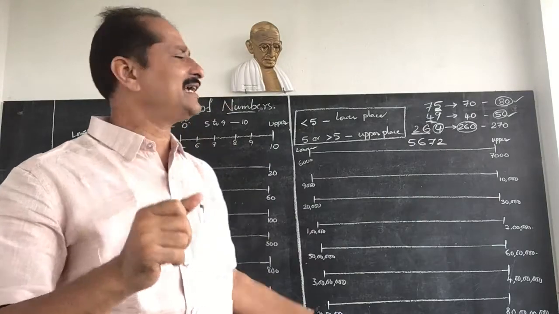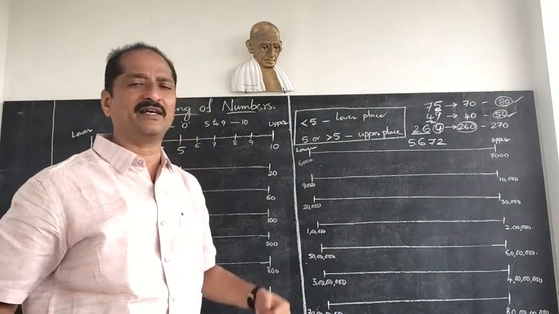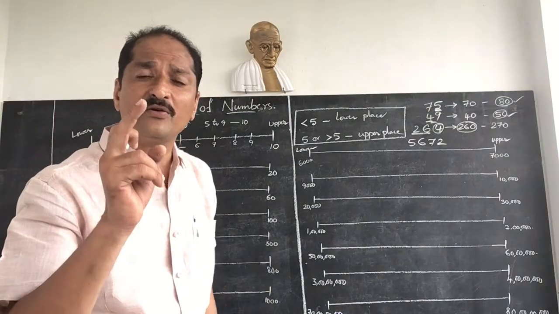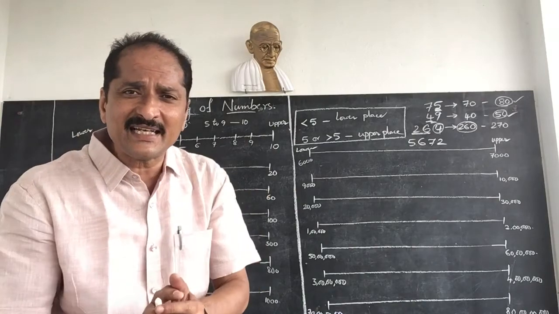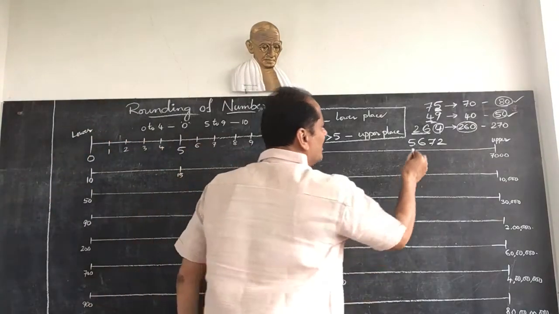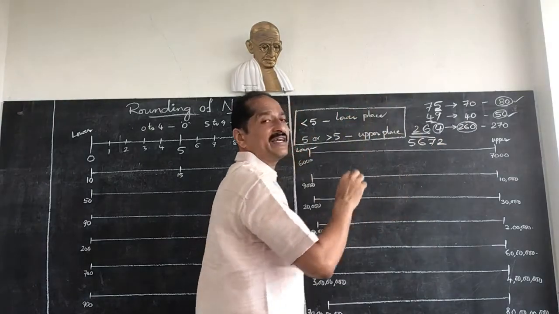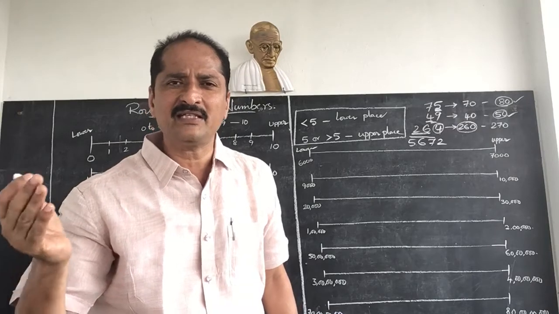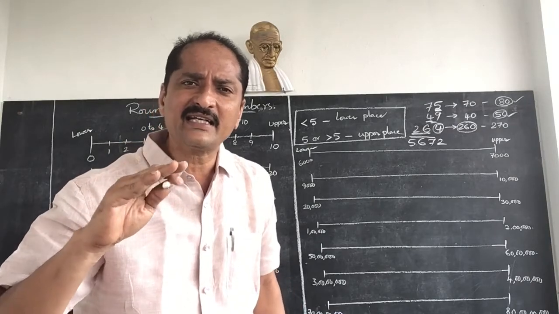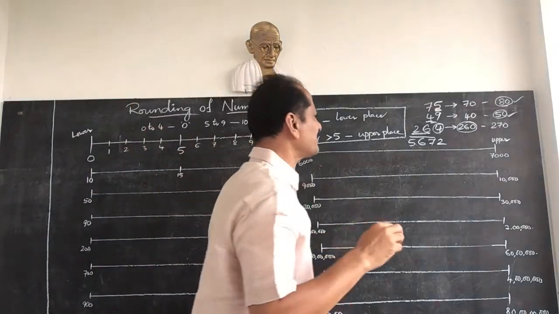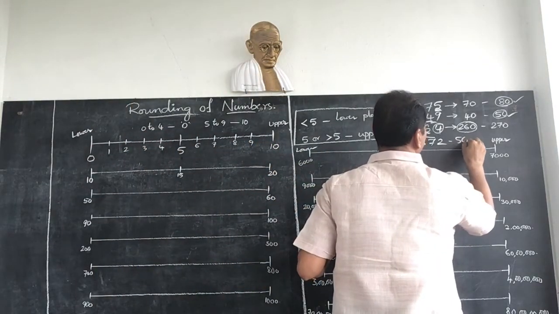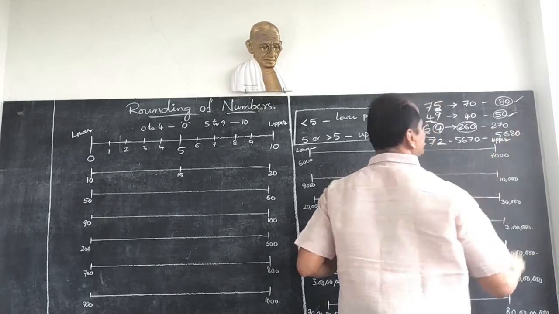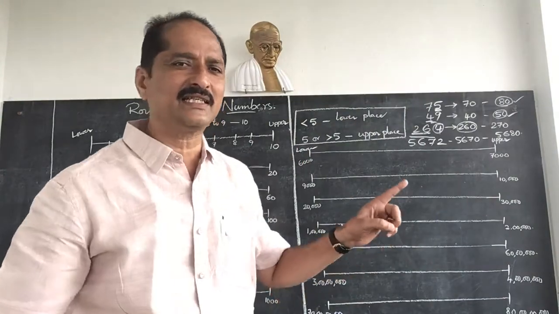Understood? Like that, take one more example. Here it is given. What is this given number? 5672. This also should be rounded to tens place. And how many tens are there in this number? Observe carefully. There are 567 tens, and the next is 568 tens. That means 5670 and 5680.